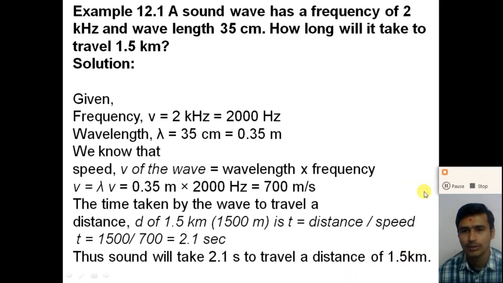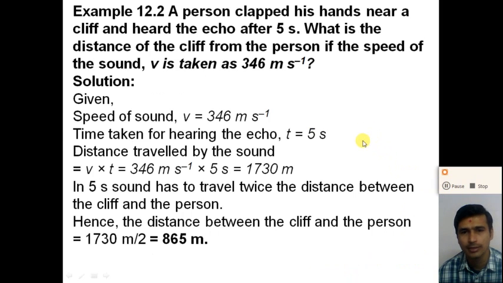Understand? So next solved example, example number 12.2. Let us see the statement of the example. A person clapped his hands near a cliff and heard the echo after 5 second, right? What is the distance of the cliff from the person if the speed of sound v is taken as 346 meter per second, right?